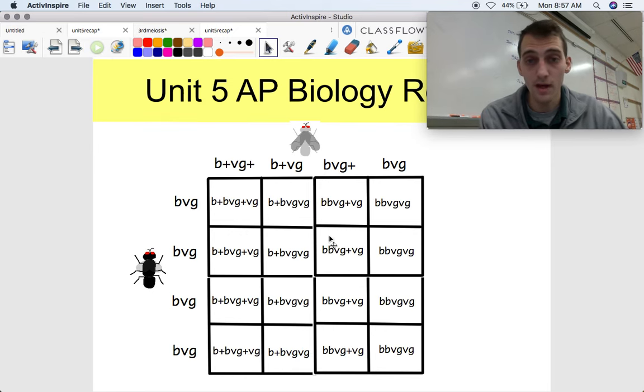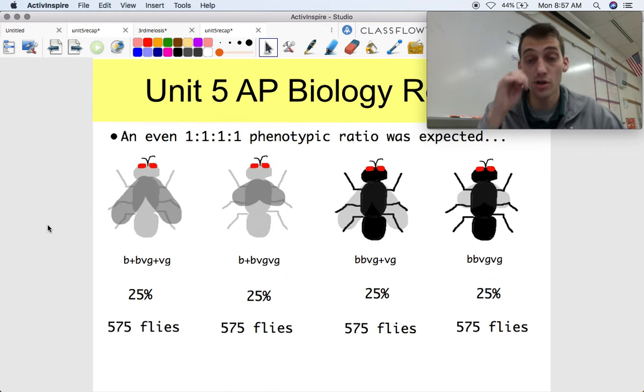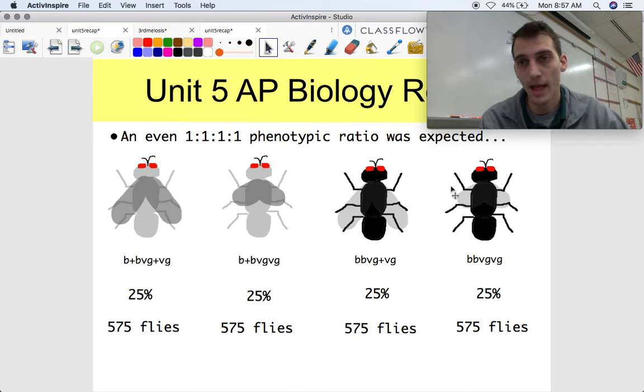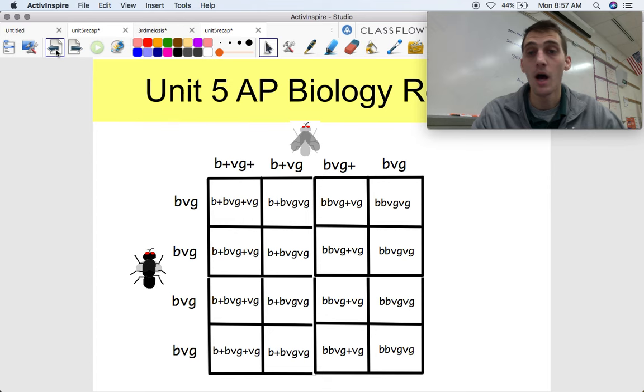You should end up with this, which is going to take a second to analyze, but I'll do that for you. You should end up with an even 1-to-1-to-1-to-1 phenotypic ratio, where 25% of the flies have both the wild type traits, 25% have the gray body but vestigial wings, 25% have the black body and normal wings, and 25% are the double mutant with the black body and the vestigial wings. That's what we should expect if you work out this cross between the heterozygote and double mutant.